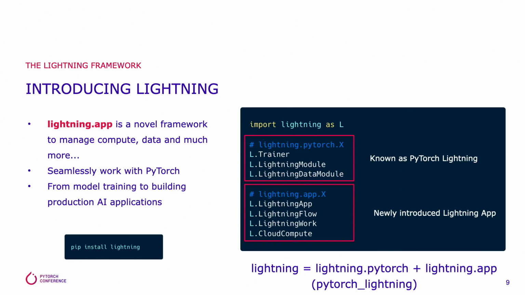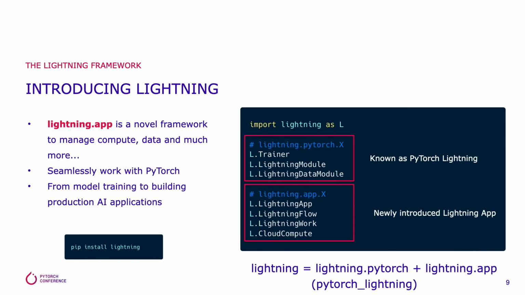Lightning.app is a novel framework to manage compute, data and more. It seamlessly integrates with PyTorch, and it really enables you to move from model training to building a production AI application. You can get Lightning by just doing pip install lightning.